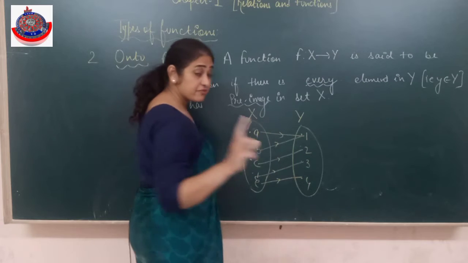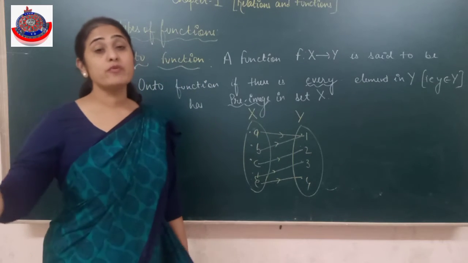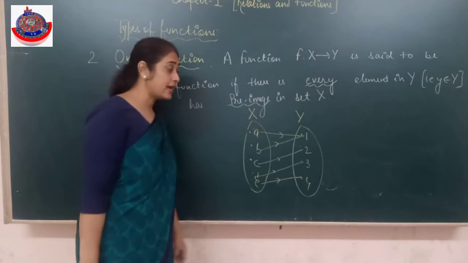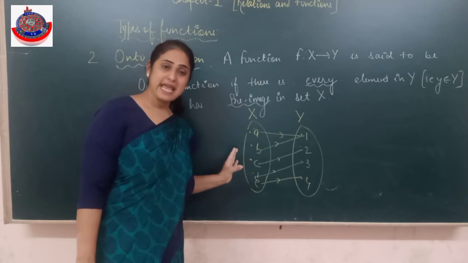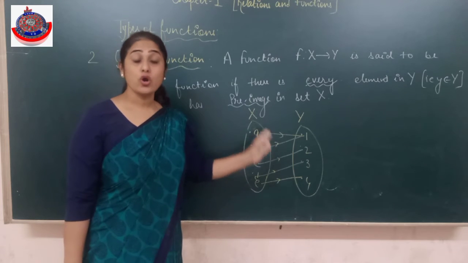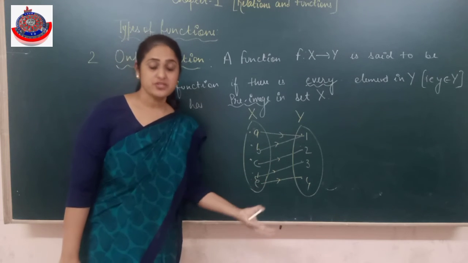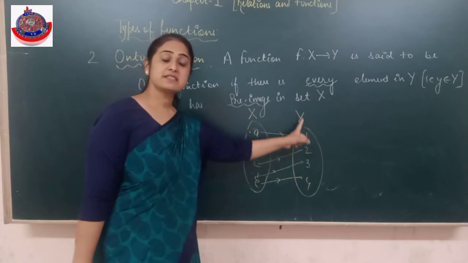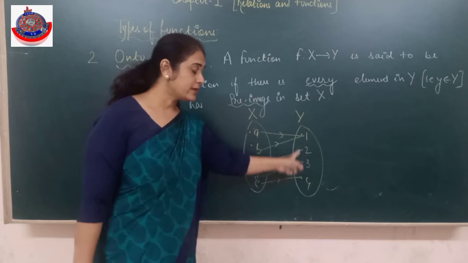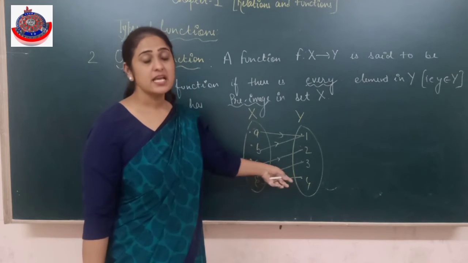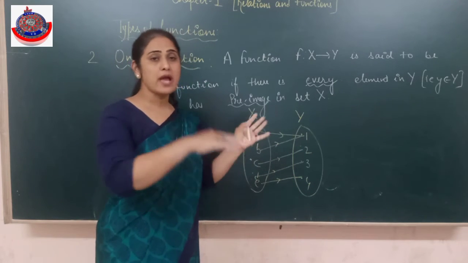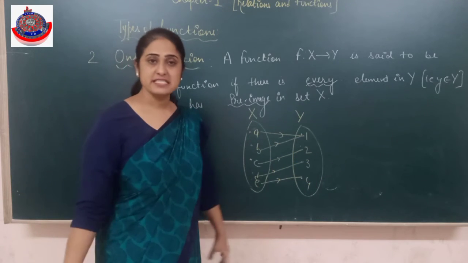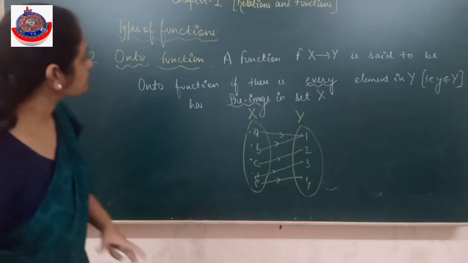Is it clear? It's very important in onto because we will be proving it in the questions. Find if every element of set B or set Y has a pre-image in set X, then the function is said to be onto, otherwise it is an into function. Into means elements are left, and onto means the elements are not left in the second set. Into means leftover, onto means nothing is left in the second set. Is it clear to everyone?